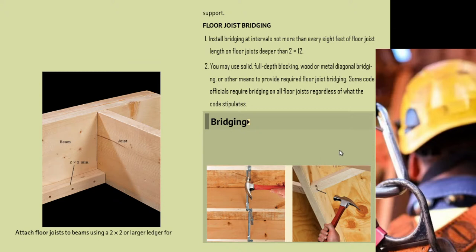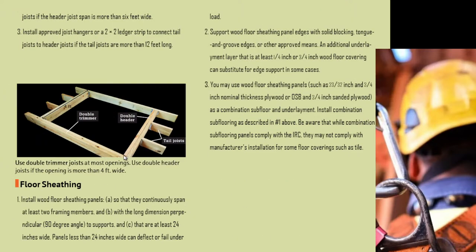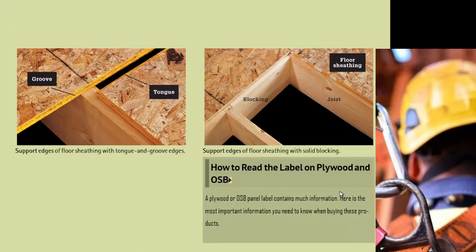Bridging, so bridge, okay, in the floor system. Bridging the floor system. So you have either a flexible tension member or a fixed but cross bridge. Okay. So floor bridging include full depth lumber, X bridging, wood bridging. Okay, so floor joist openings. These are the openings. You have double header, double trimmer. Or floor openings or floor penetration, floor sheathing.